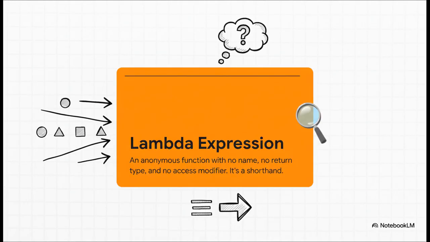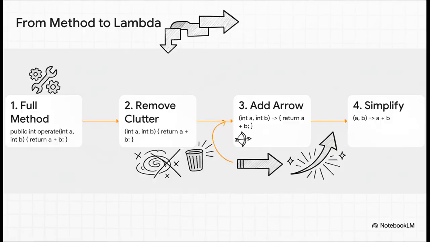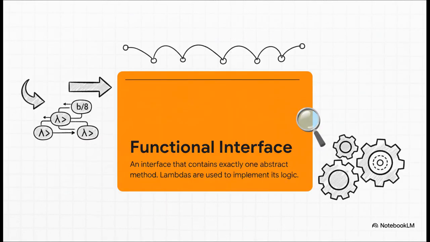Okay, so the core of all this, the lambda expression, it's really just a function with no name. And check this out. You can see how a regular method just gets boiled down into a simple lambda. Now, lambdas need a place to live. That's where functional interfaces come in. They're the target for them.